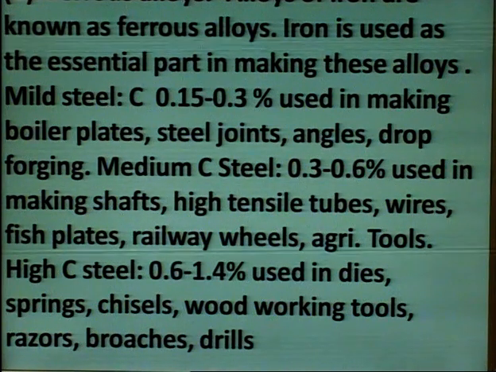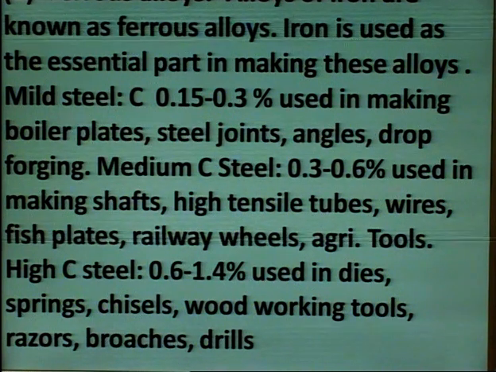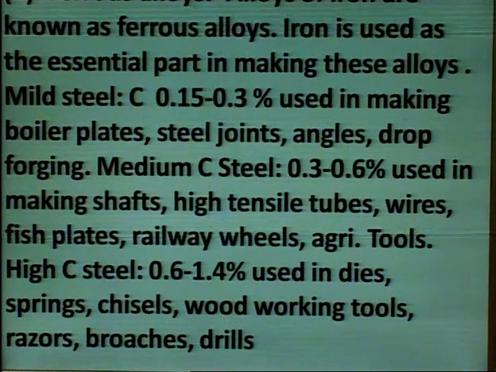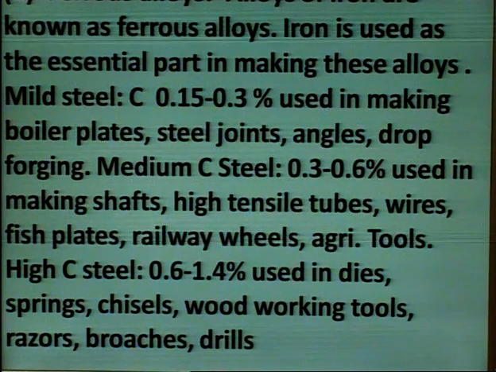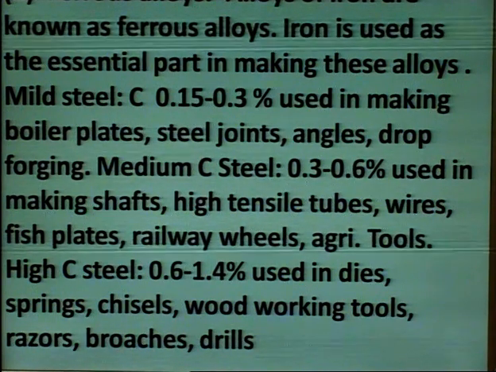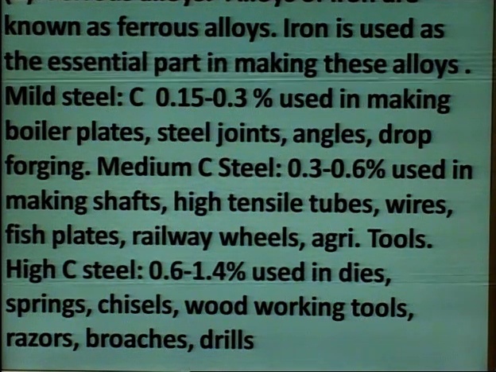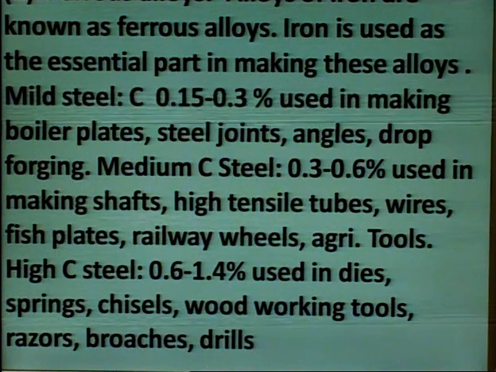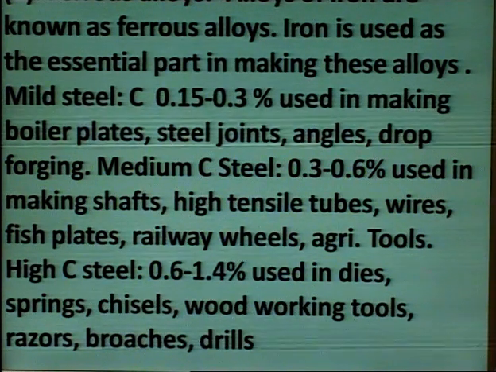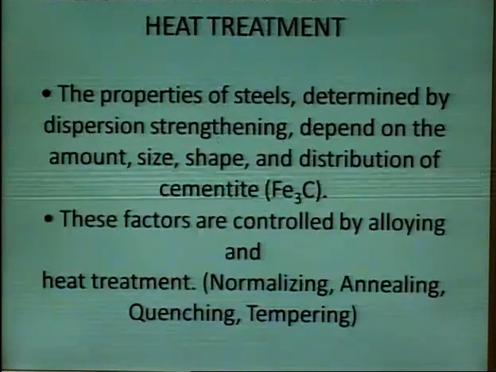high carbon steel, in this the percentage of carbon is more, that is 0.6 to 1.4%. The high carbon steel is used in dies, springs, chisels, woodworking tools, razors, broaches and in drills. So, it is having high percentage of carbon in high carbon steel.